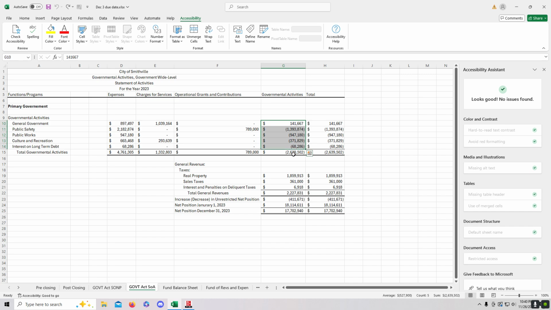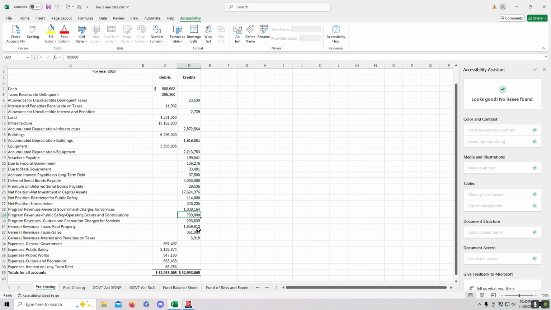You sum these all together to get this number. You sum these all together to get the total expenses. Sum these all together to get the total charges for services. Sum all these together for the total operational grants and contributions. These revenues I got from the pre-closing, and it's these three general revenue accounts.